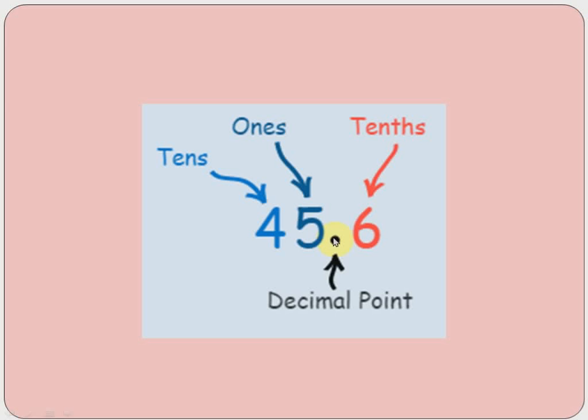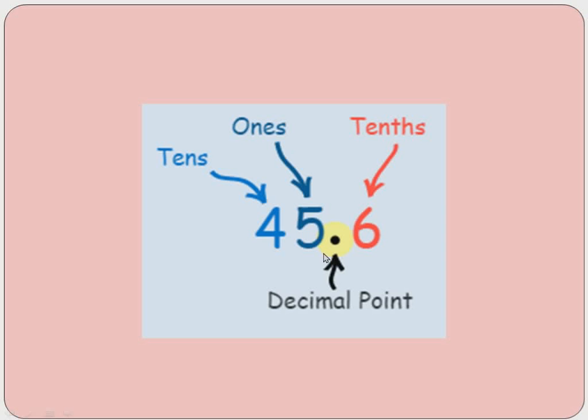Yes or no? This point is called the decimal point, and this is the ones place, and this is the tenths place. Always remember the difference. The digit that comes before the point is the ones place. The one after the point is the tenths place, because we can't keep writing 6 by 10, 7 by 10; writing the numbers in that way is difficult.